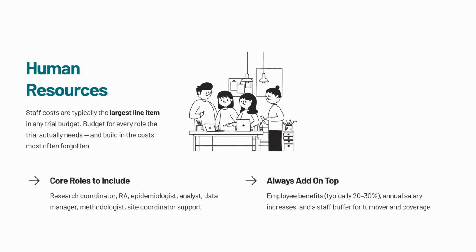Now that we have separated fixed and variable costs, let's look at the category that often drives the largest share of the budget: people. The budget needs to reflect the roles required to run the trial: coordinators, research assistants, analysts, data managers, methodologists, and site-level support. Just as important, you need to add the costs that are often forgotten: benefits, annual salary increases, turnover, onboarding, and coverage when someone is away.